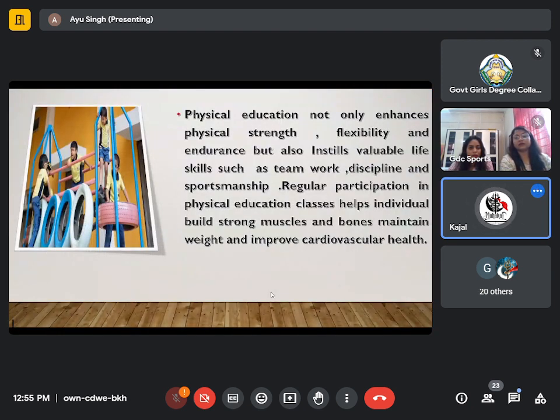Physical education not only enhances physical strength, flexibility, and endurance, but also instills valuable life skills such as teamwork, discipline, and sportsmanship. Regular participation in physical education classes helps individuals build strong muscles and bones, maintain weight, and improve cardiovascular health.